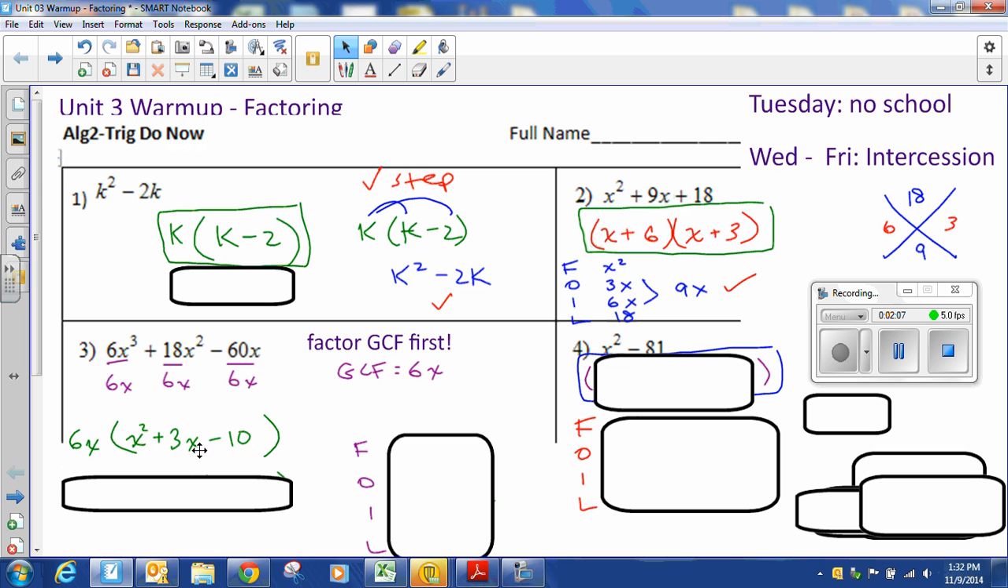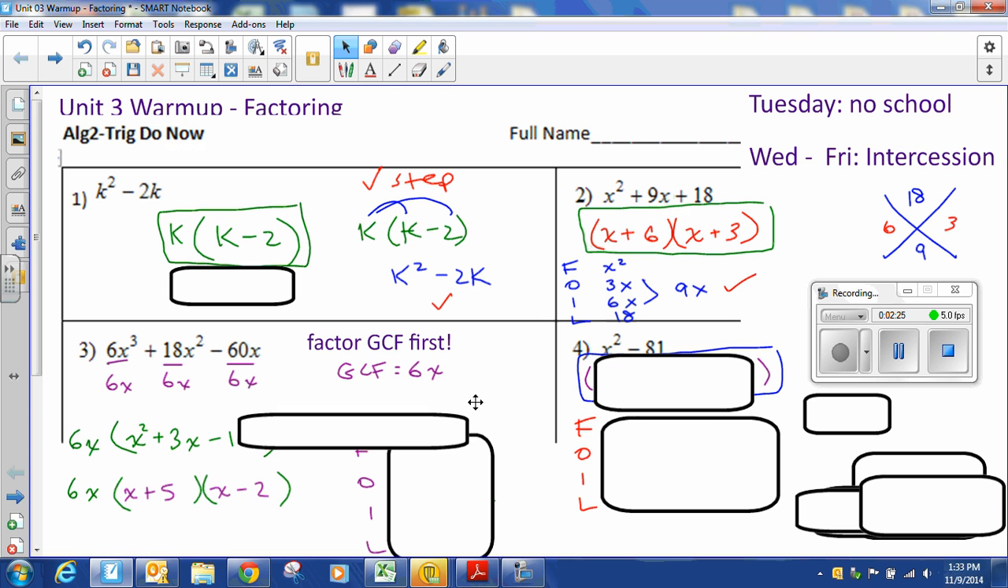Now we're not done yet, because this trinomial is factorable. Well, it should be factorable. Let's take a look. We're looking for two numbers that multiply to give us negative 10 and add to give us 3. Well, let's try 5 times negative 2. 5 times negative 2 is negative 10, and when you add 5 and negative 2, we get 3. So it's sort of like one of these X situations up here.